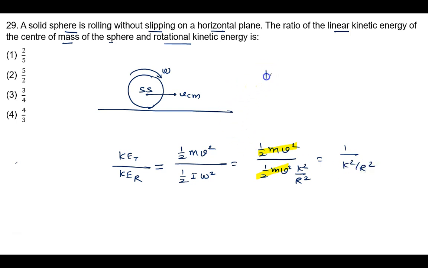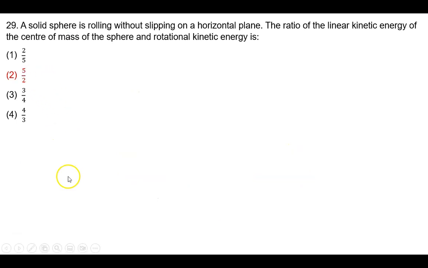And we all know very well k squared upon r squared for the solid sphere is given by 2 by 5. So kinetic energy of translation upon kinetic energy of rotation will be written as 1 upon 2 upon 5, means 5 upon 2 or 5 is to 2. So the right answer of the problem will be option 2, that is 5 is to 2.